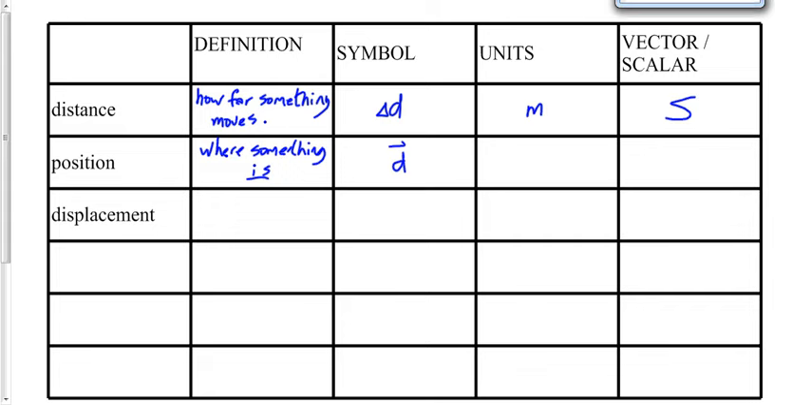The units are going to be meters. Again, you can use centimeters or kilometers. A lot of times you can. But the standard units are meters. If in doubt, go with meters. And finally, vector or scalar? Does it matter? Does direction matter when we're talking about where you are?